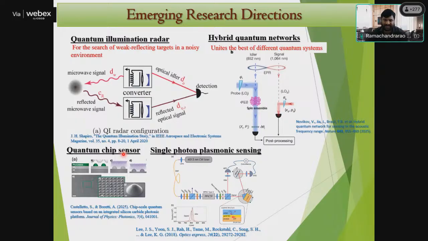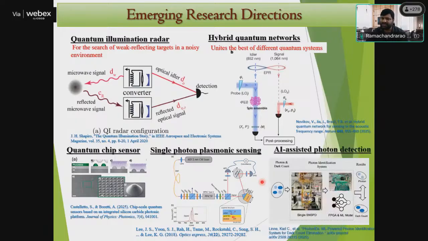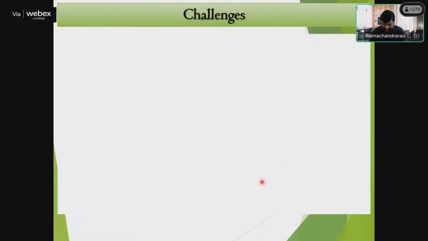Then the single photon plasmonic sensor is also coming up. It is still in the research stage, and also recently AI-assisted single photon detection has happened. This is AI and quantum mixing together to take advantage of both sides. These are the emerging research directions that are coming up.